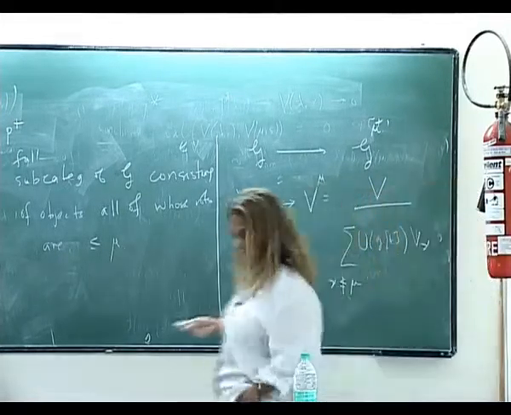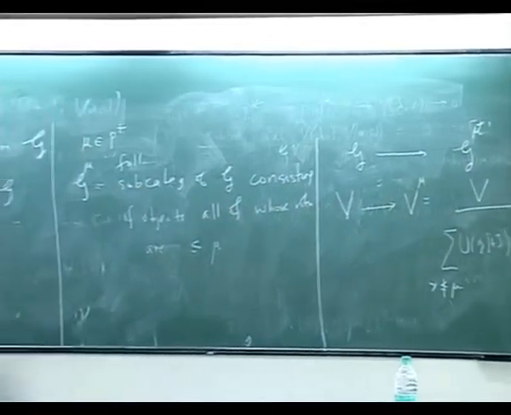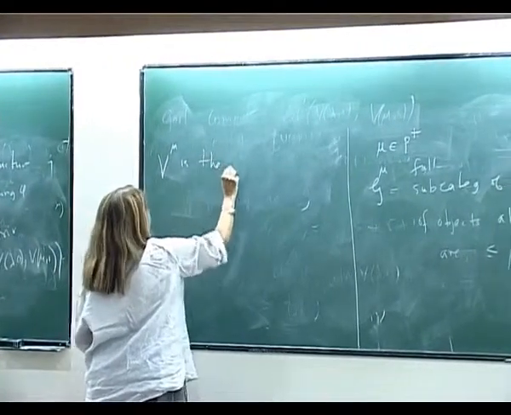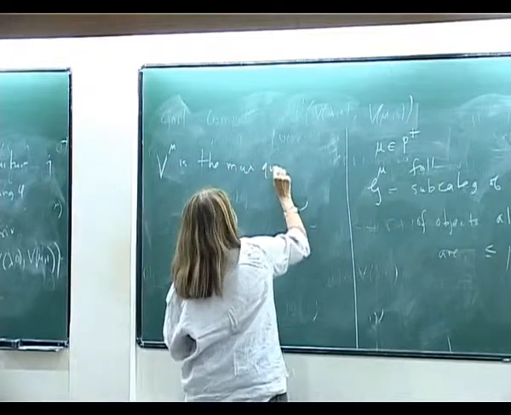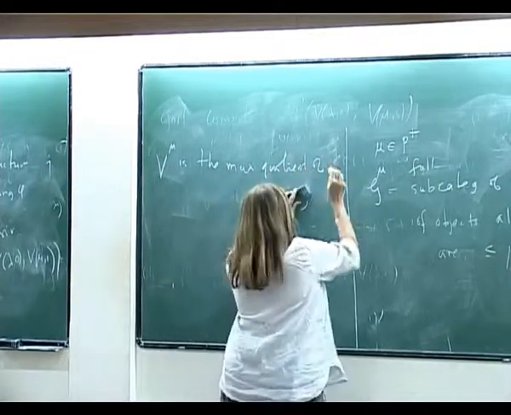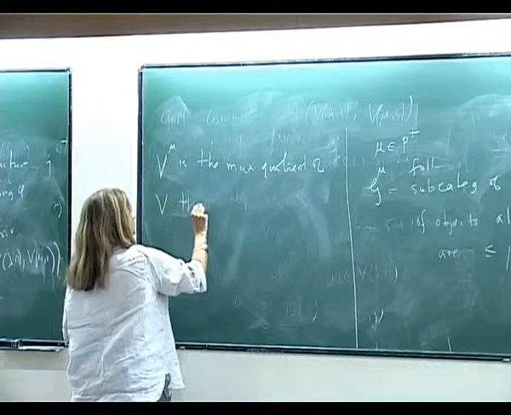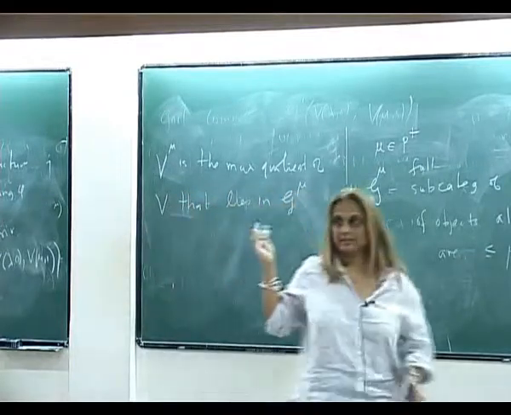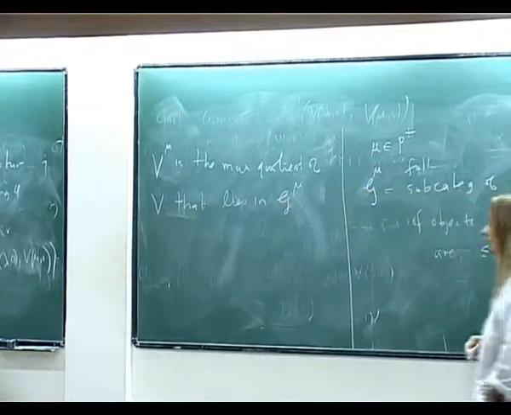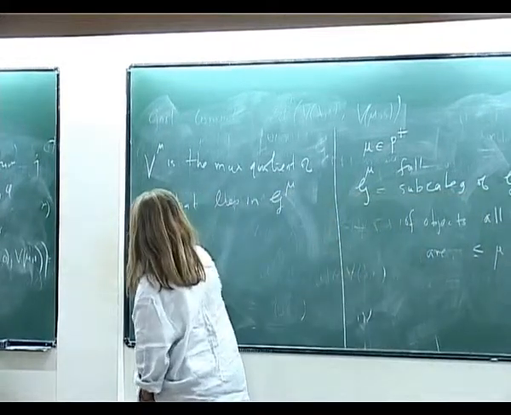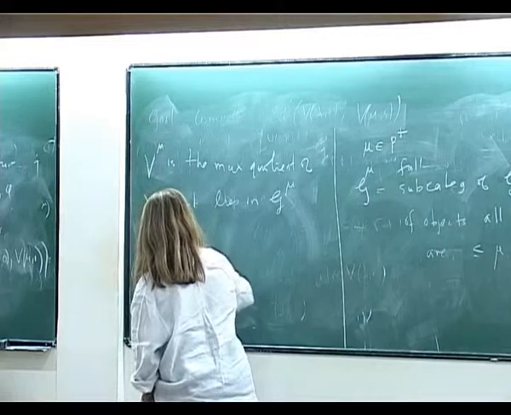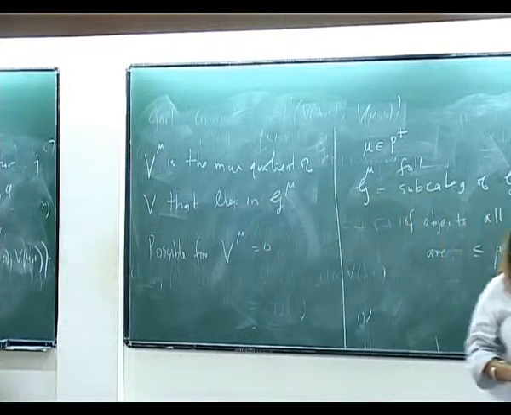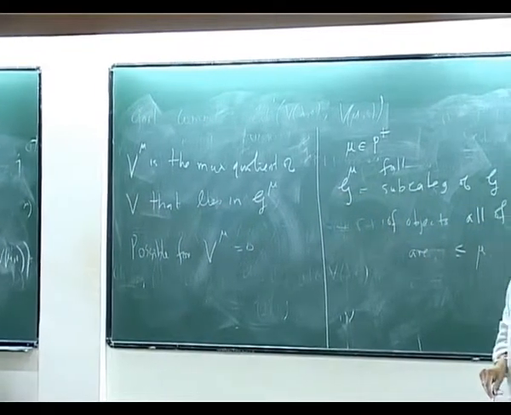Another way of talking about these V mu's is that V mu is the maximal quotient of V that lies in G mu. Such constructions appear all over the place in representation theory. And of course, it's perfectly possible that V mu is 0. I'm not ruling that out at all. So it's certainly not an exact functor or anything like that.